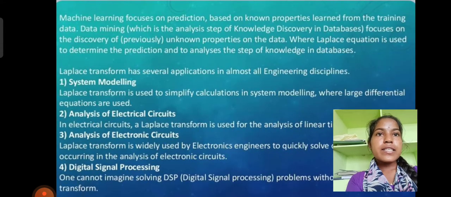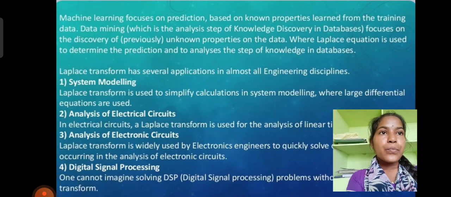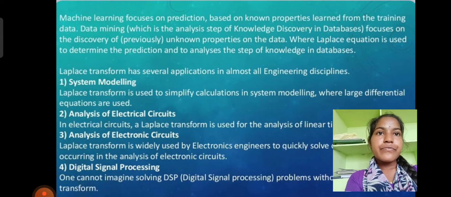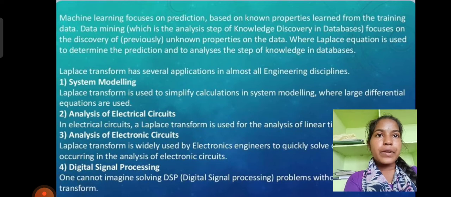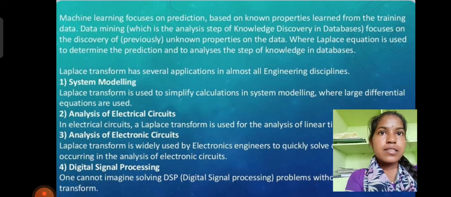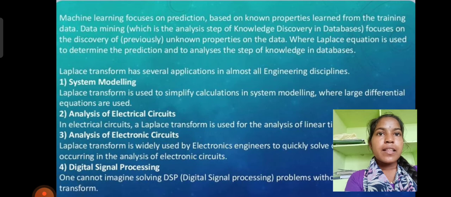Machine learning focuses on prediction based on known properties learned from the training data. Data mining, which is the analysis step of knowledge discovery in databases, focuses on the discovery of previously unknown properties in the data, where Laplace equation is used to determine the prediction and to analyze the step of knowledge in databases. Laplace transform has several applications in almost all engineering disciplines.